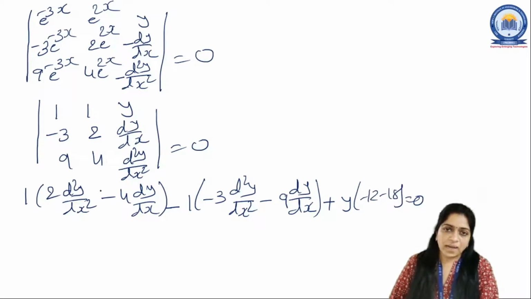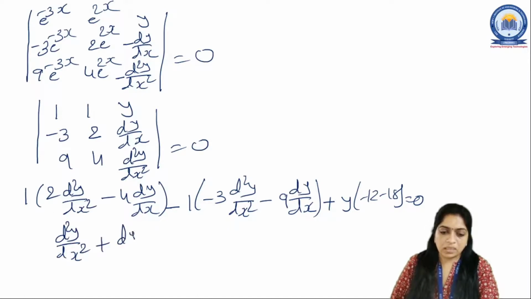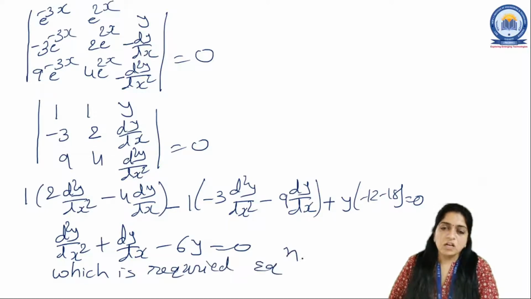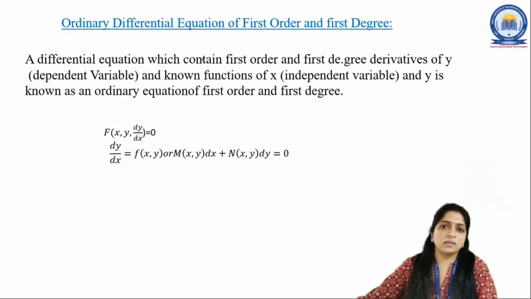And after final simplification, my equation is d square y upon dx square plus dy by dx minus 6y equal to 0, which is the required equation. So students, these three are the examples of the formation of differential equations.